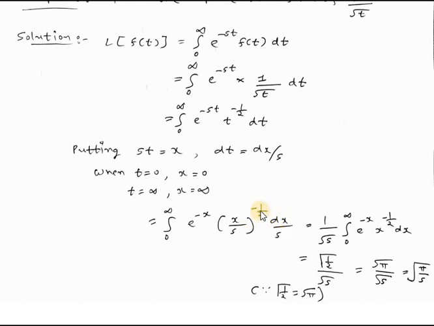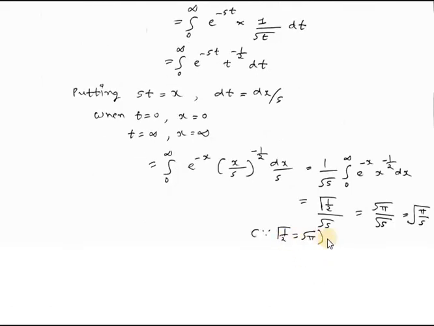Now here s raised to minus 1 by 2 into s raised to 1 will be a constant. So this can be written as 1 divided by root s, because s raised to minus 1 by 2 plus 1 will be s raised to 1 by 2. So this can be written as 1 divided by root s integration 0 to infinity e raised to minus x into x raised to minus 1 by 2 dx. Now by definition of the gamma function, this can be written as gamma of minus 1 by 2 plus 1. So this will be gamma of 1 by 2 divided by root s.